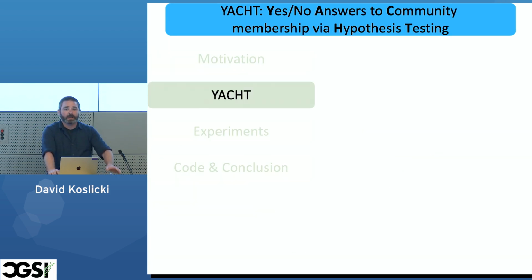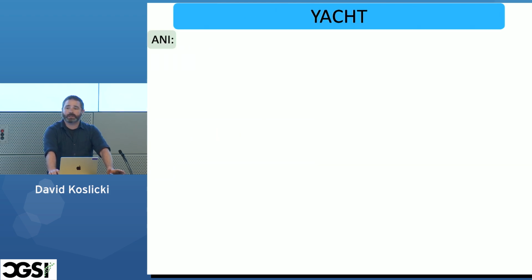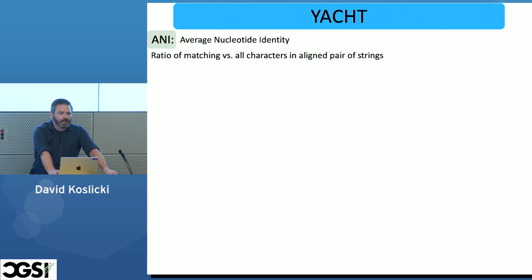Okay, so that was the motivation for trying to develop YACHT, to be able to do this thresholding in a little bit more of an informed fashion. It relies critically on this concept of average nucleotide identity, or aligned nucleotide identity. In case you don't know what it is, a quick example. It's going to be the ratio of matching versus all characters in an aligned pair of DNA sequences.